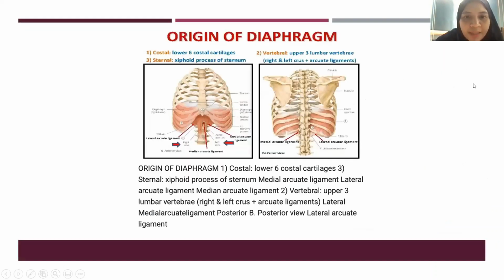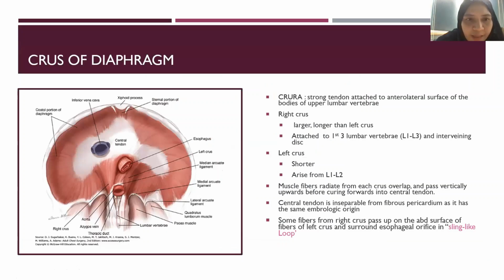So what is the attachment or origin of the diaphragm? The diaphragm has three parts of attachment. First is the costal part, where it attaches to the lower six costal margins, as you can see here. And then at the sternum, it is at the xiphoid process. And then at the posterior, you can see from here, it is the upper three lumbar vertebrae. You'll see the picture clearer in the next page, where I can show the right and left crus.